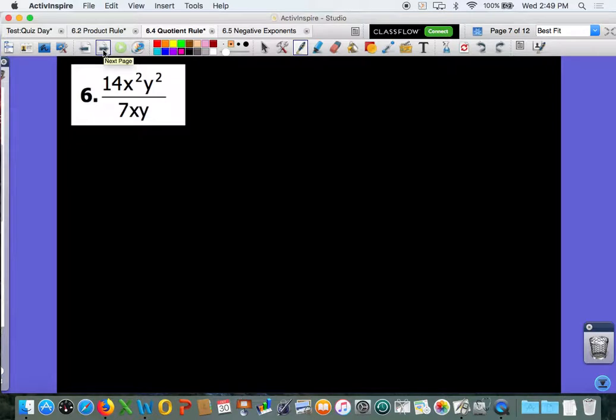Alrighty, so now we've got some numbers with our variables. With numbers, you just treat them as you would normally. So for example, I'm going to look at just 14 and 7. Well, 14 divided by 7 is 2. Next I'm going to look at just x squared over x. Well, I can look at this as x, 2 minus 1. And then last but not least, I have y squared and y. So I've got y, 2 minus 1.